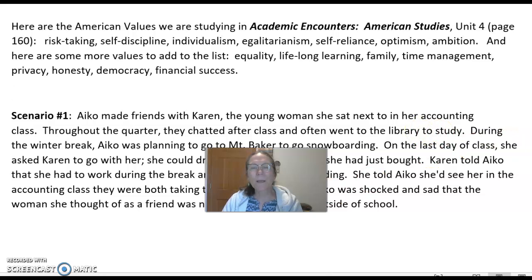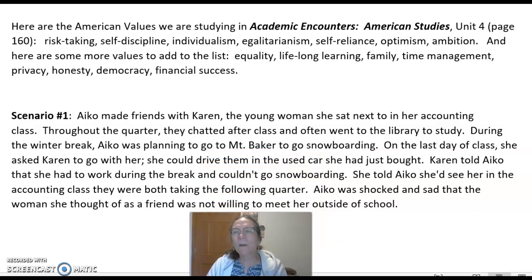Okay, so I'm going to scroll up a little bit, and then I'm going to get out of the way, and let's look at this first scenario. Alrighty, so I'm going to read this to you, and while I'm reading, I want you to think about these values up here. I'm going to ask you to try to figure out which ones apply.